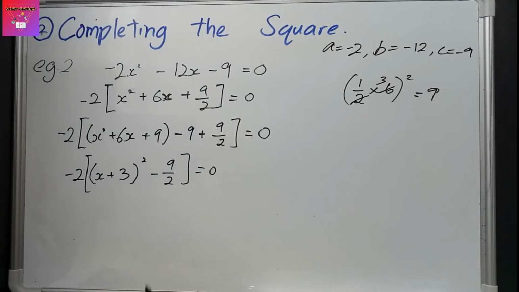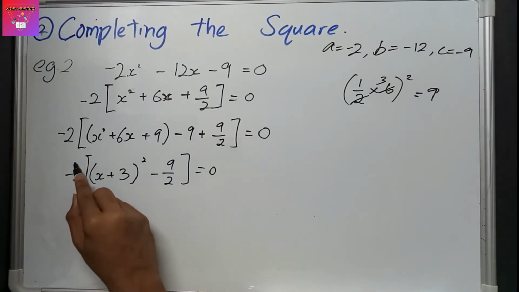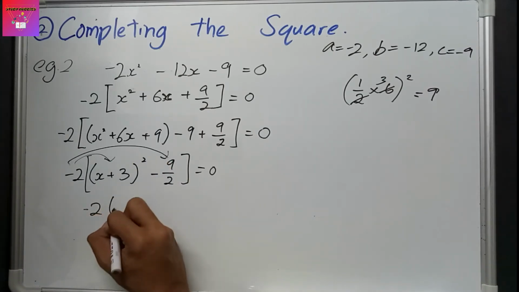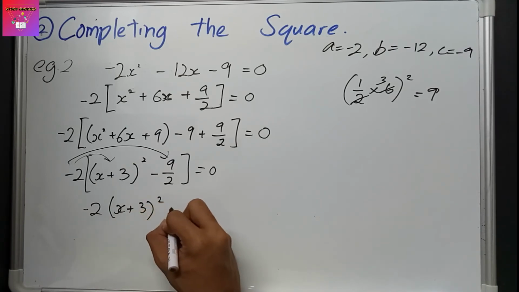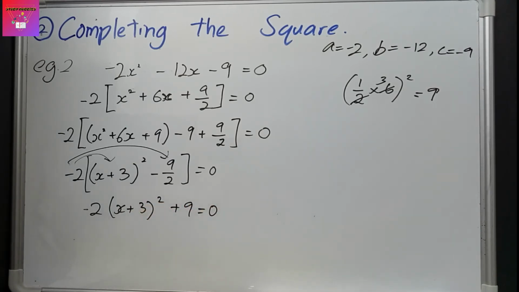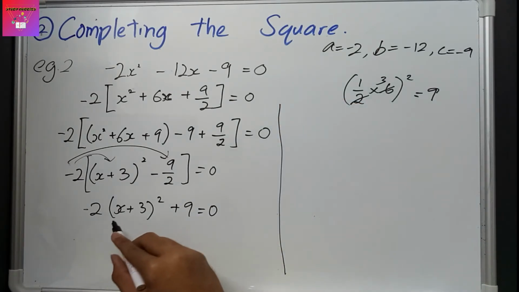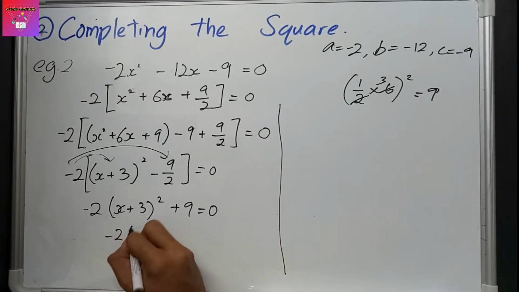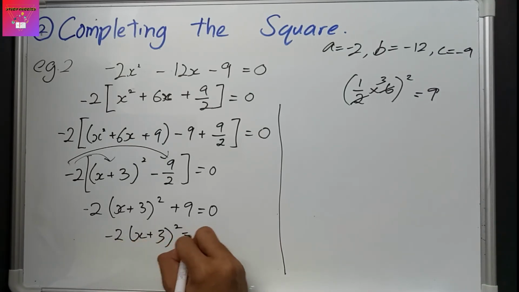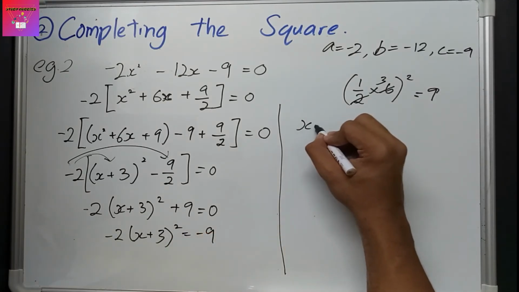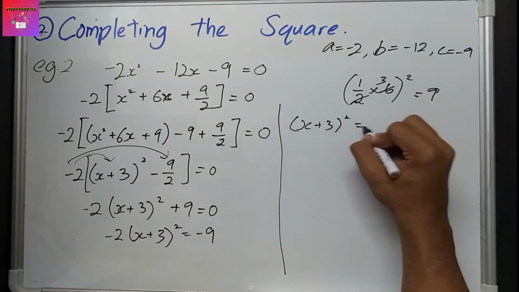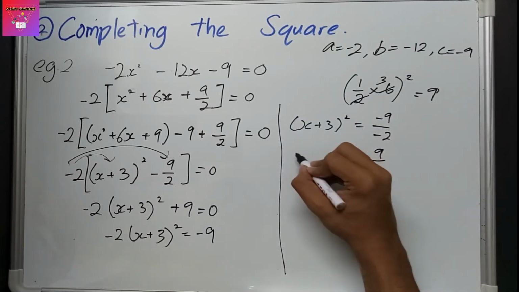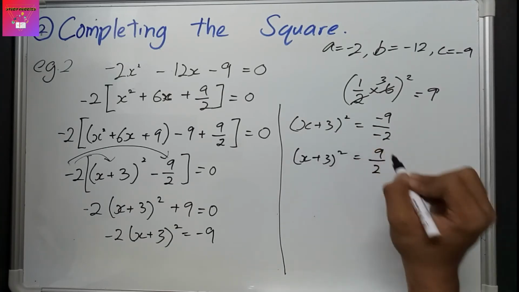Okay, so after that you can just bring this negative 2 inside and times respectively to both parts of the equation. So it's going to give negative 2 x plus 3 square plus 9 equals to 0. Okay, so now let's bring this 9 to the right hand side. So negative 2 x plus 3 square equals to negative 9, and therefore x plus 3 square is going to be negative 9 over negative 2, which is 9 over 2. So x plus 3 square is equal to 9 over 2.